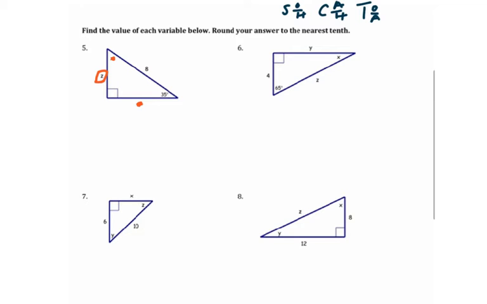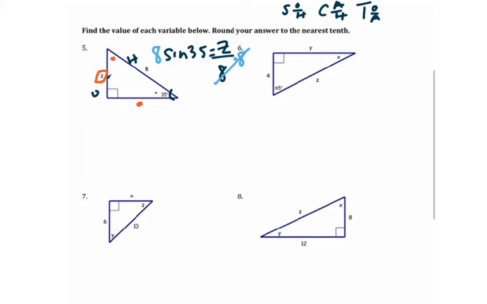So here, I have an opposite, and I have a hypotenuse. So that means I'm going to use sine. So I'm going to say sine of the angle, which is 35, equals opposite, which is Z, over hypotenuse, which is 8. So to solve for Z, this is saying Z divided by 8. The opposite of division is multiplication. So I'm going to times 8, and I'm going to times 8.